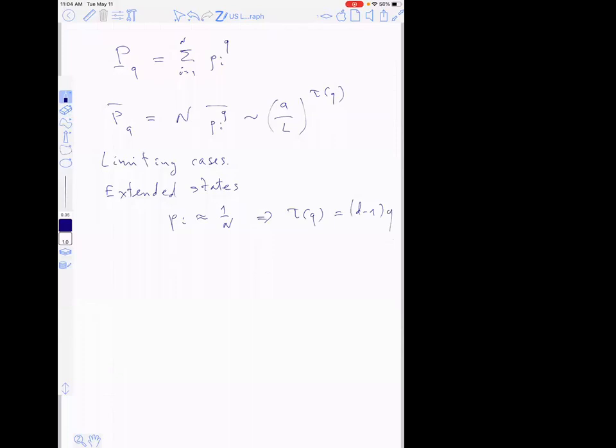So this is what we call the non-fractal. There's nothing fractal about this. All moments scale with simple powers, which differ by integers, right? That's sometimes called gap scaling. So nothing interesting.